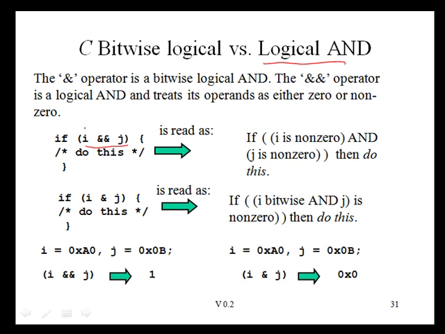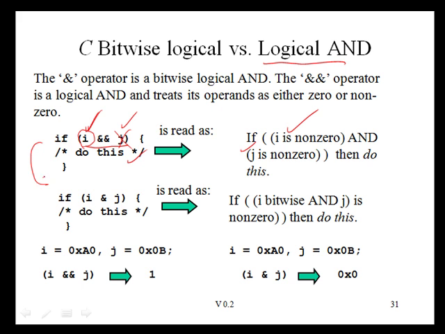This is read as: if I is true and J is true, then do this if body. What does it mean to be true? It means that if I is non-zero and J is non-zero, then do this. Note that if one of these tests is false, then we immediately know that this AND chain is false. So if this test returns false here, there's no need to even evaluate this operand right here.